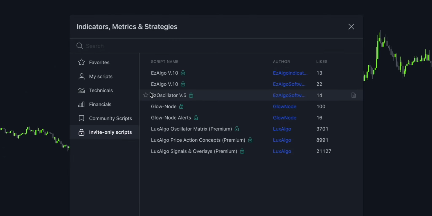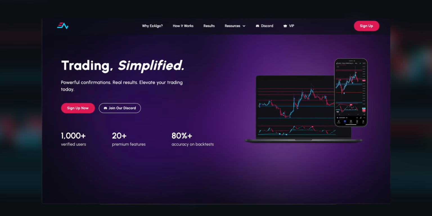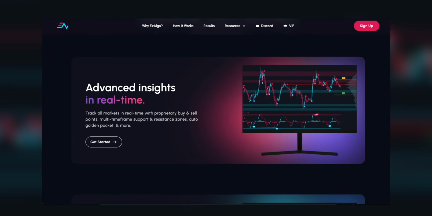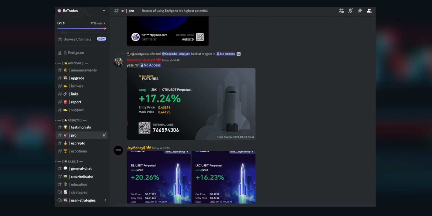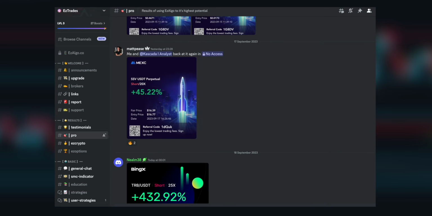Now let me demonstrate how to install this indicator on the chart. This invite-only TradingView script is called Easy Algo V10. Many of you are familiar with Easy Algo. They provide two most advanced technical analysis indicators, as well as access to a VIP Discord community where hundreds of traders chat, learn different profitable trading strategies, and get daily support.